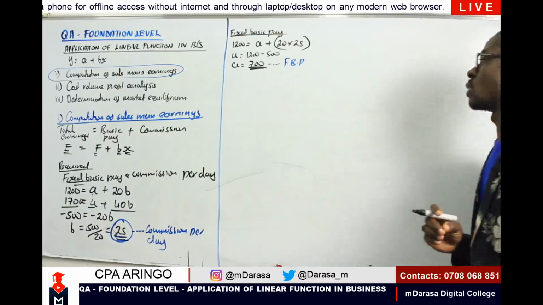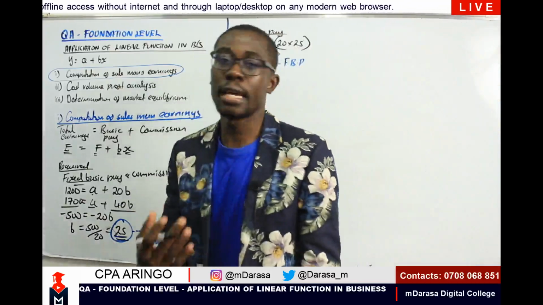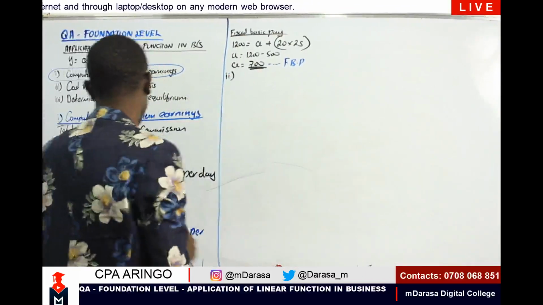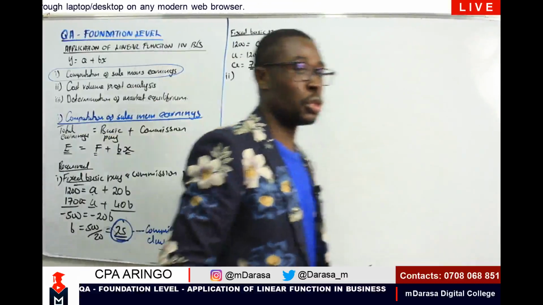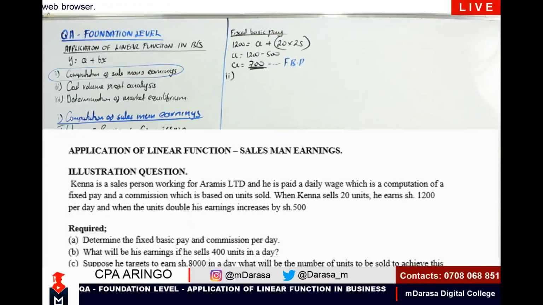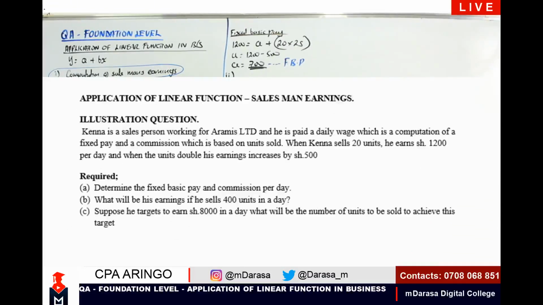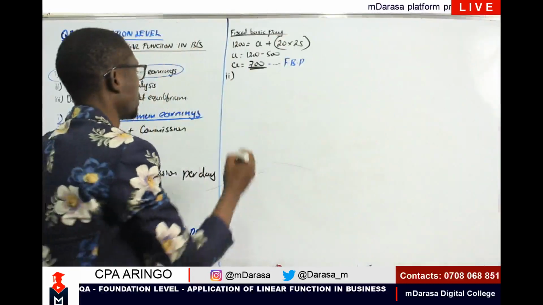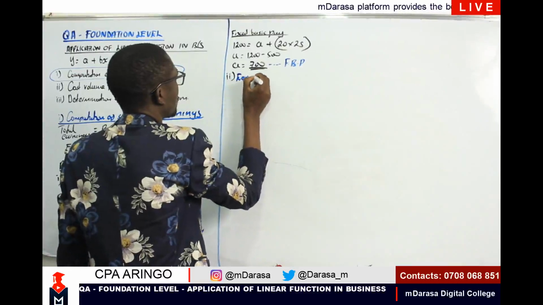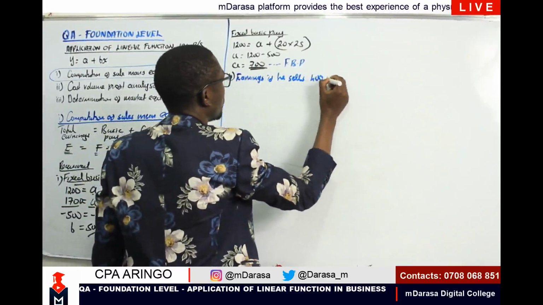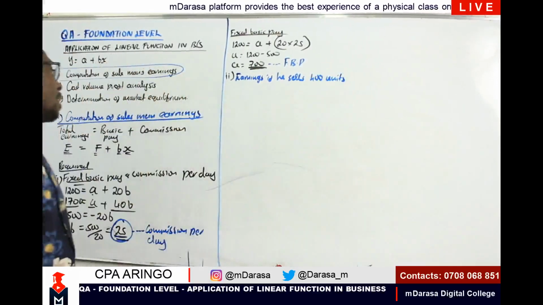After we are done with that bit, my good students, what was the second question? That was our number one. Let's go to number two. We were asked in part B, what will be his earnings if he sells 400 units in a day? Earnings if Kena sells 400 units in a day.